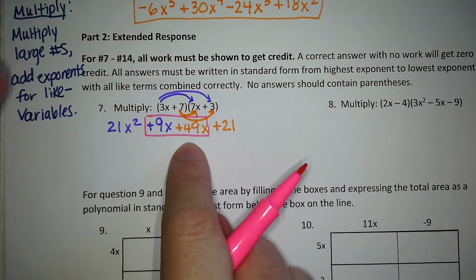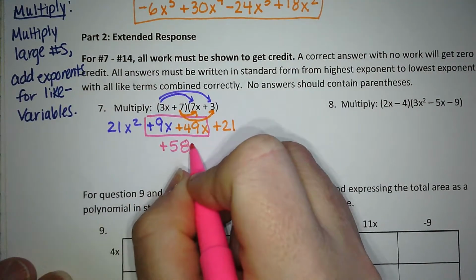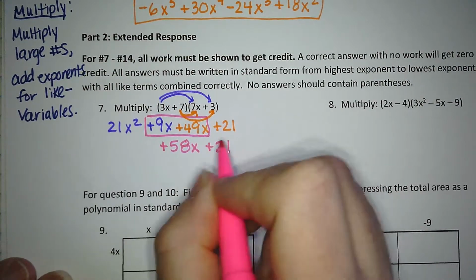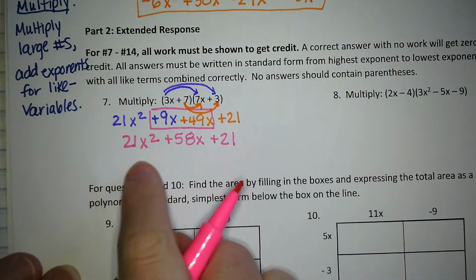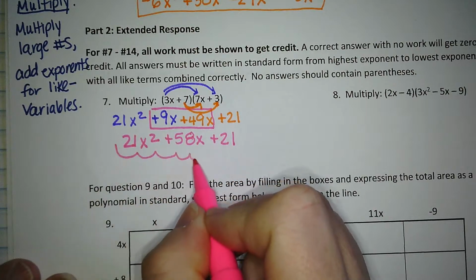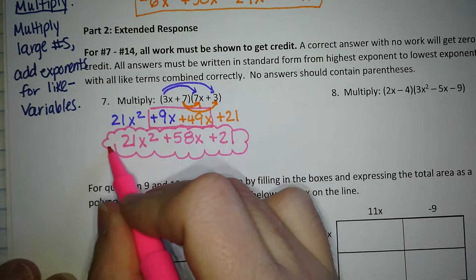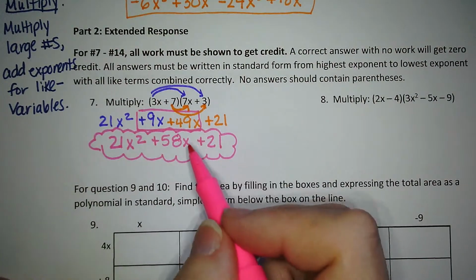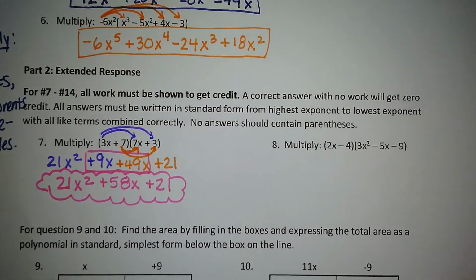So our like terms are living right here with a positive 9 and a positive 49. And we have to add those together. And 9 plus 49 is 58. So we're going to have a positive 58x for this set. We're going to bring down our constant, which is positive 21. And we're going to bring down our leading term of 21x squared. And this is the final answer. So notice that I do have work shown. I did write down what the 4 terms were, and I showed my combining to give me my middle term. That's what I'm looking for you to get credit.